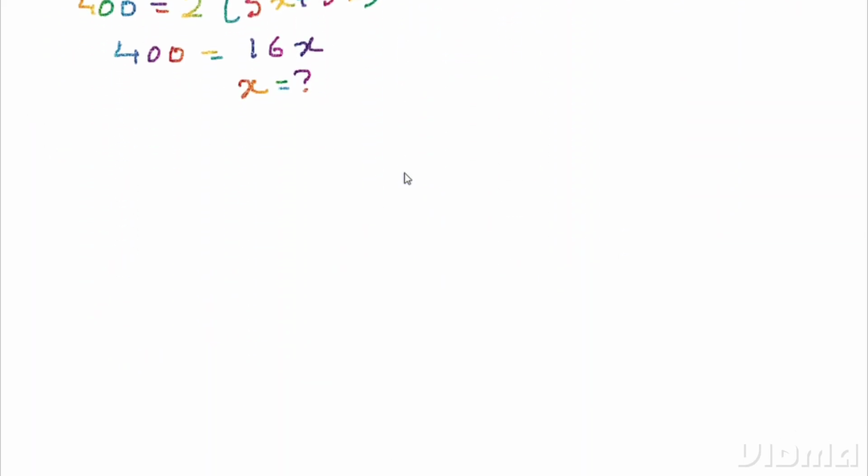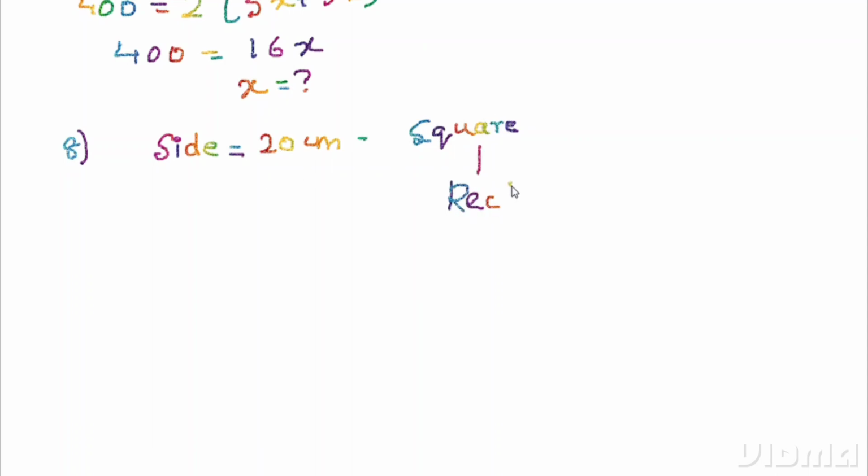Now let's move on to the eighth question. The eighth question says that a wire is in the shape of a square of side 20 centimeter. Side is given to me as 20 centimeter and this wire is of a square shape. Now they are telling that the wire is bent into a rectangle, and the length of that rectangle is given to me as 24 centimeter. Now you have to find its breadth.